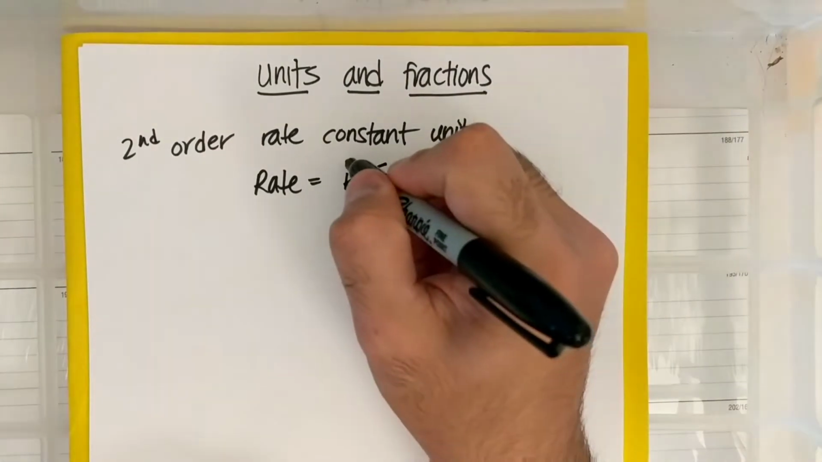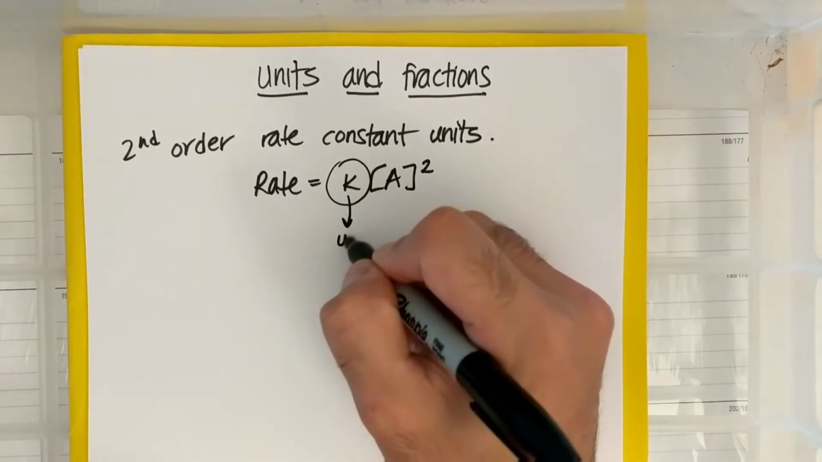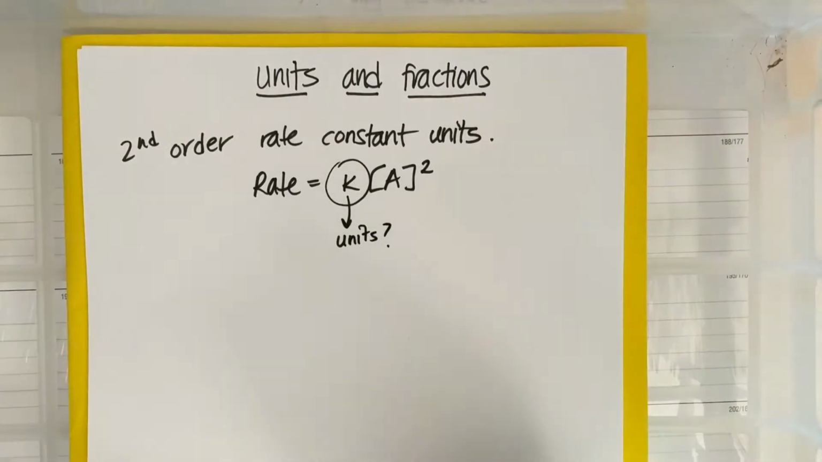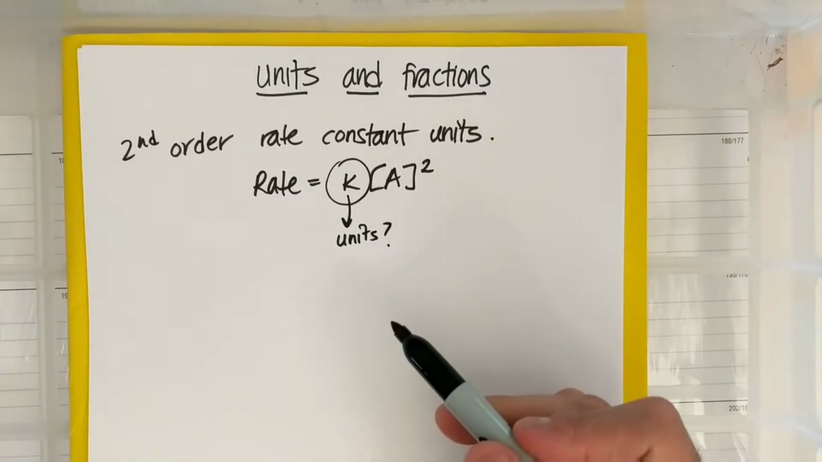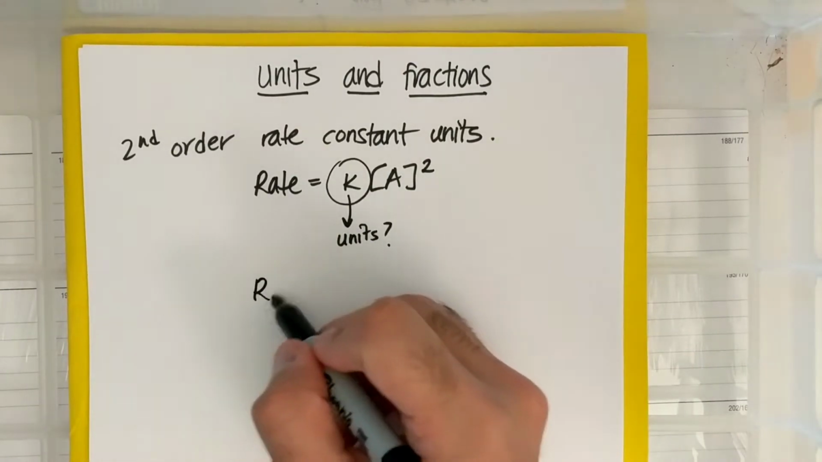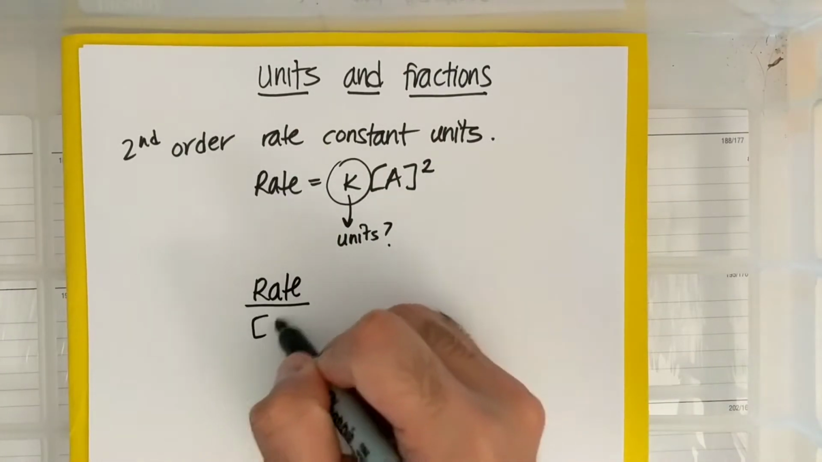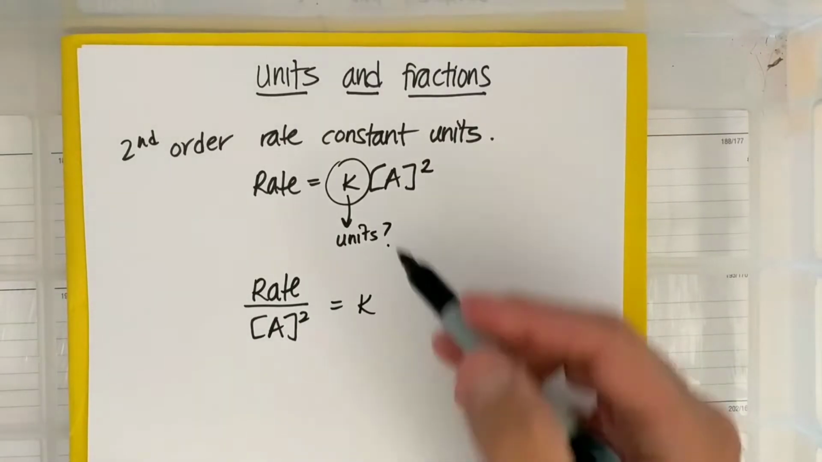Now my rate constant is right here in K, and I want to find what are the units for this K. Well, if I rearrange this equation and solve for K, I will get rate over A squared is equal to K. Now, how did I do that?